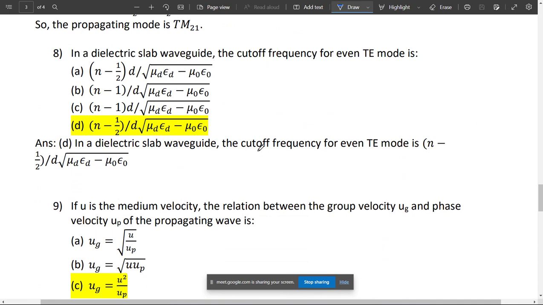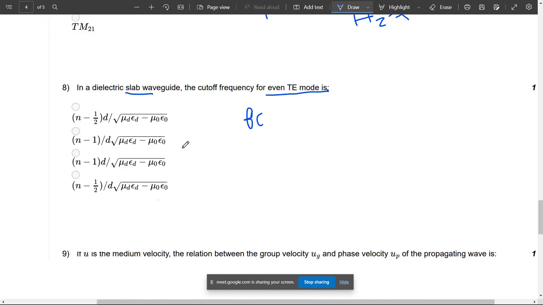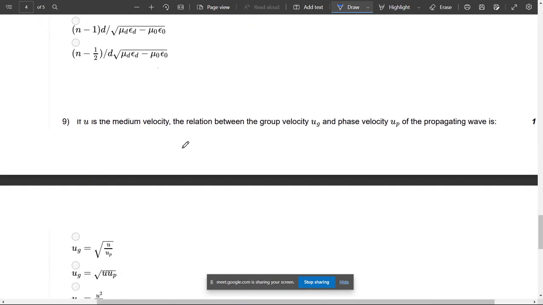Okay, so this is a pretty simple formula-based question. For even TE mode, cutoff frequency is equal to (n minus 1) by 2 divided by d into under root of mu d epsilon d minus mu naught epsilon naught. Okay, all right. Let's go ahead to question number 9.